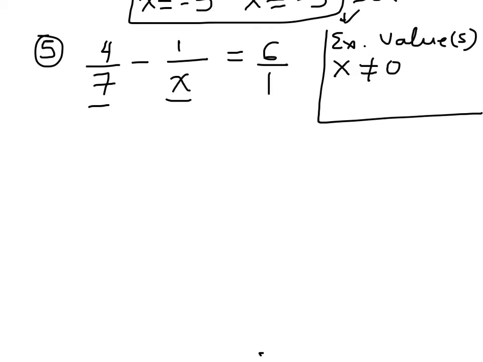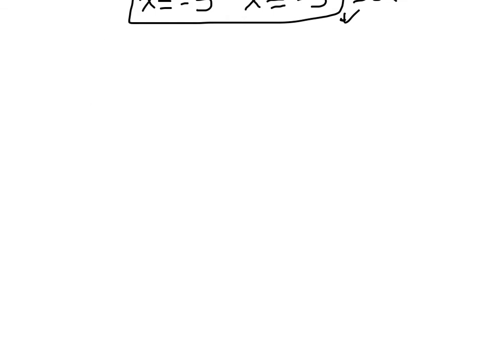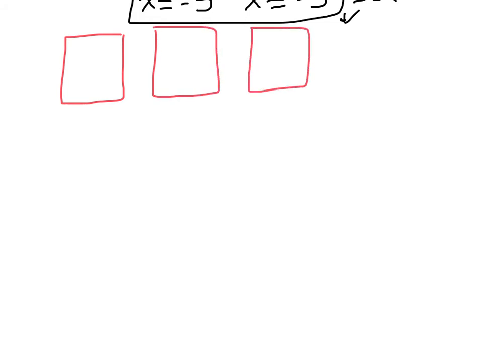Next, what I want you to do is look for the common denominator. In this case, your common denominator is 7x. So it is 7x. What I want you to do is this. I want you to go ahead and multiply every term, top and bottom, by something that will make the denominator 7x. That means here I'm going to multiply top and bottom by x. Here I'm going to multiply top and bottom by 7. Here I'm going to multiply top and bottom by 7x.